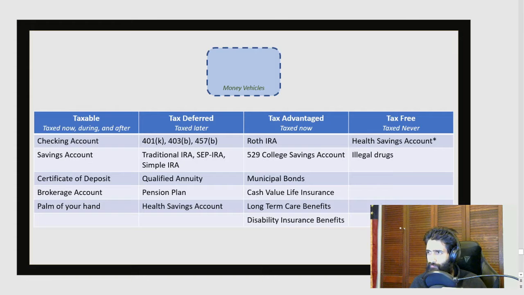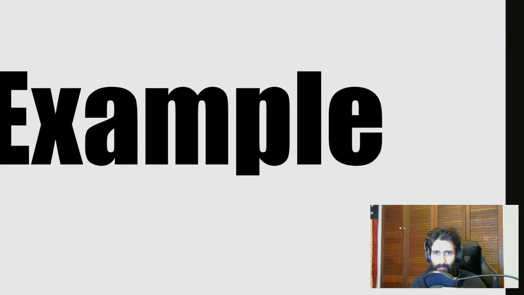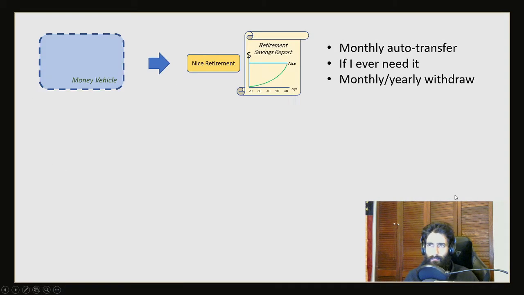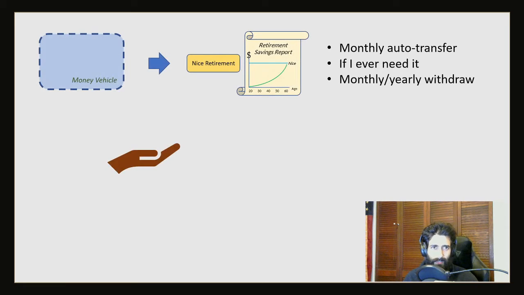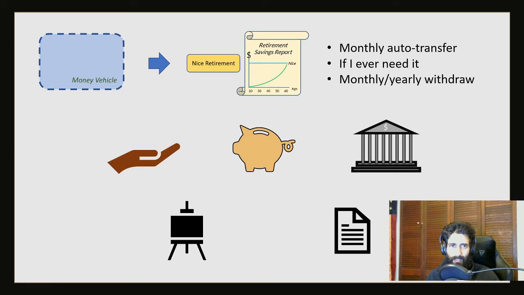What the heck? I'll just walk you through it with all the animations and everything. So for the example, my goal is to save for a nice retirement. So I'm going to do monthly auto transfer, withdraw it if I ever need it. It's going to be there indefinitely, basically. And then monthly, yearly withdraw when I do start taking it out.